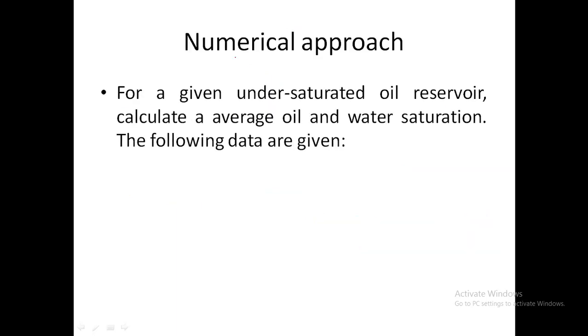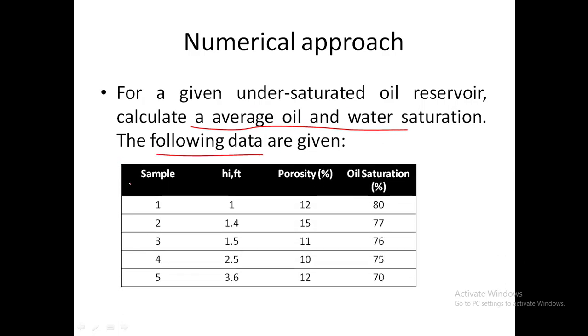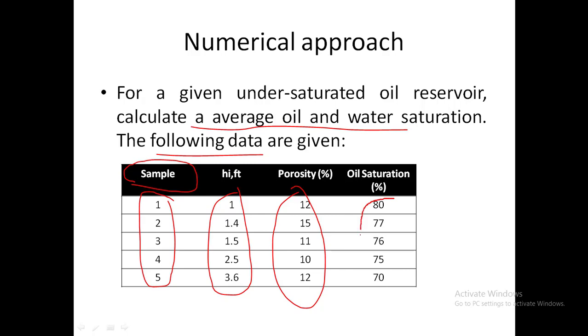Okay, so let us see one numerical problem. For a given undersaturated oil reservoir, calculate the average oil and water saturation. The following data are given below. Given in the table, you can see that we have 5 layers in the reservoir, having their respective heights along with porosity, and the oil saturation of each layer is given over here: 80%, 77, 76, 75 and 70%.